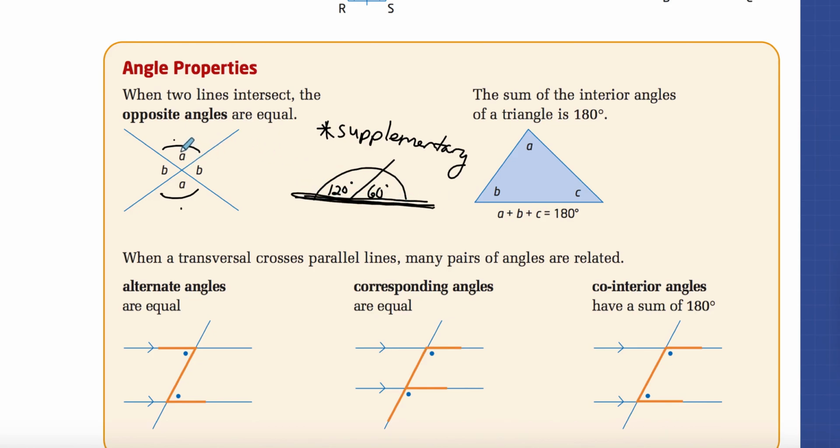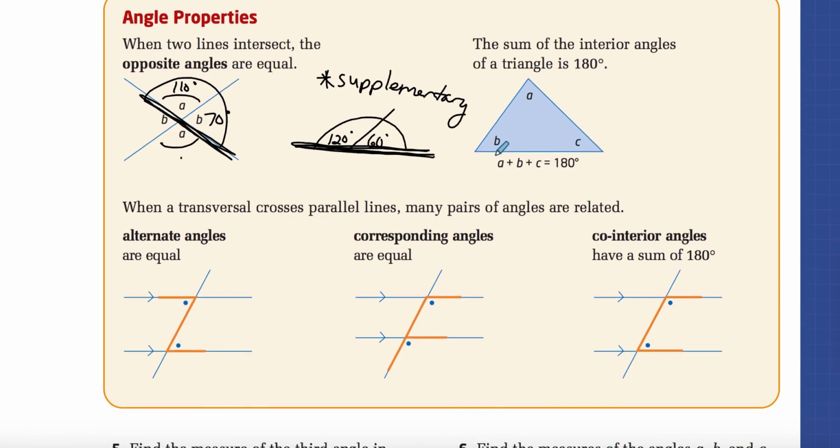So for example, if I knew A was 110 here, then I can find B because there's a straight line. So together, those two angles make 180, so B would have to be 70 degrees. So supplementary angles, remembering that a straight line is 180 degrees, will be really helpful. And then the sum of the interior angles of a triangle, they all add up to 180. That helps when you're trying to find missing angles.